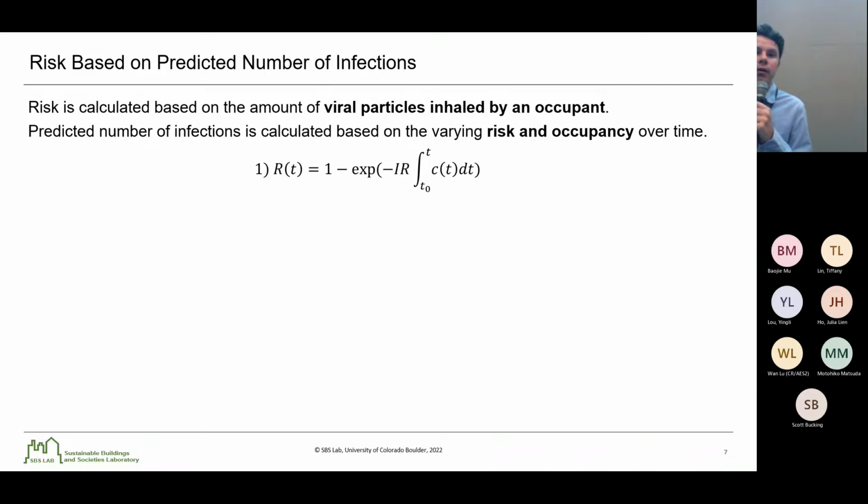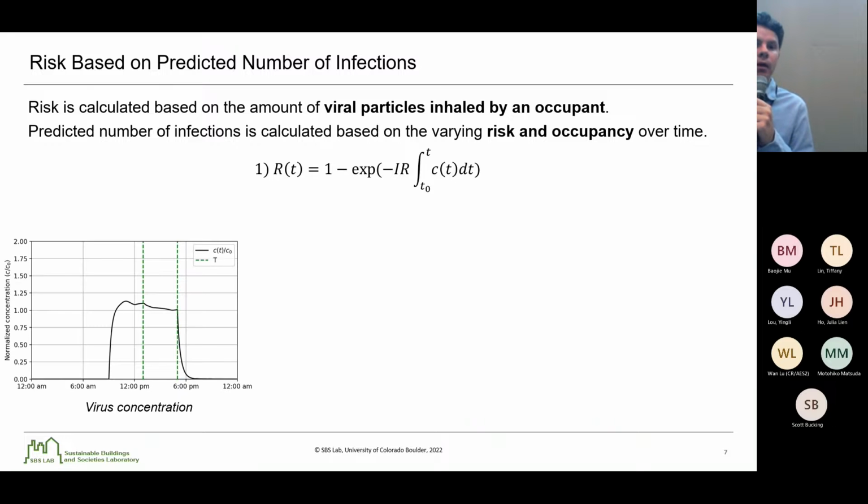And this is based on the amount of viral particles inhaled by an occupant. So that integral of C(t) dt is the accumulated virus concentration over time, and IR is an inhalation rate, to model how viral particles are inhaled over time. Then we want to calculate the predicted number of infections, which is multiplying this risk by the number of susceptible occupants.